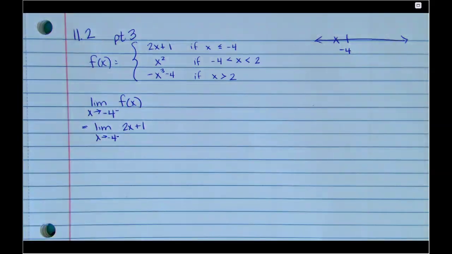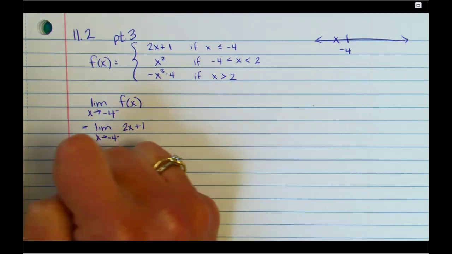And once you're there, there's no difference. It's still a limit, and you still plug the number in. It's -4, Javon. Oh. Yeah, so it's -7.